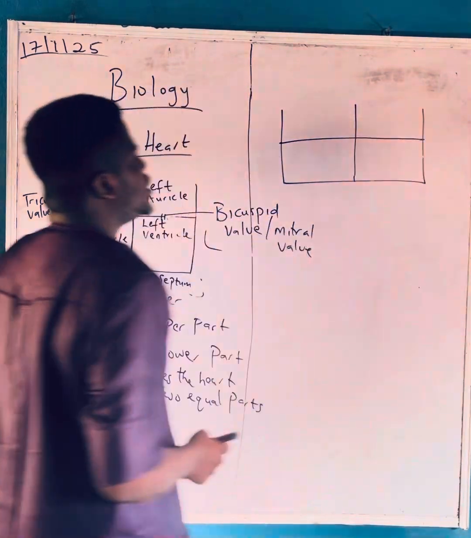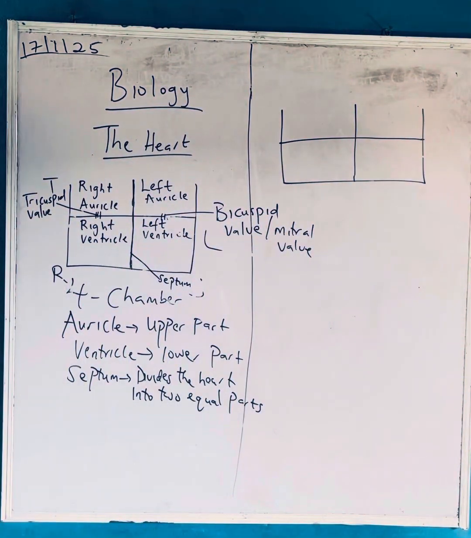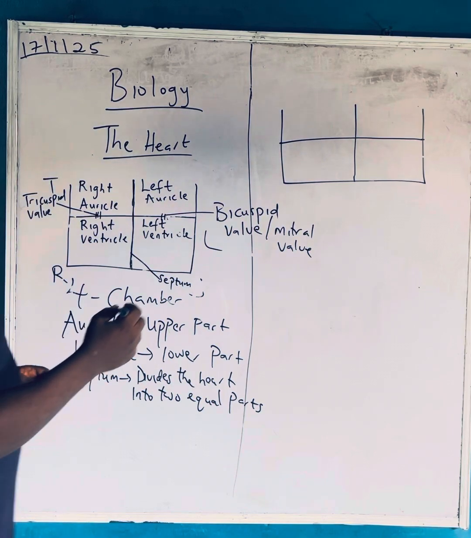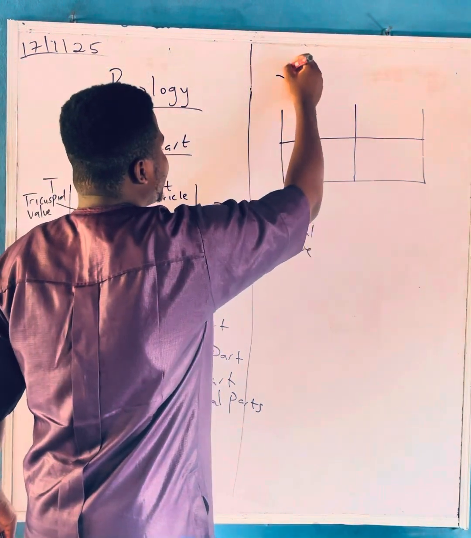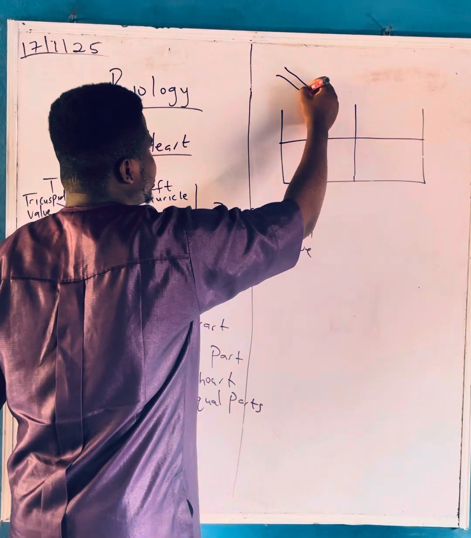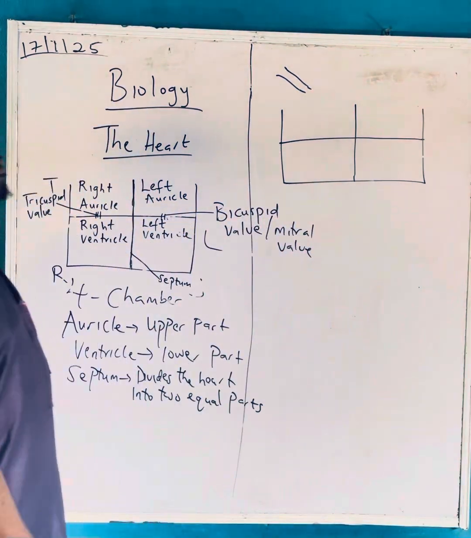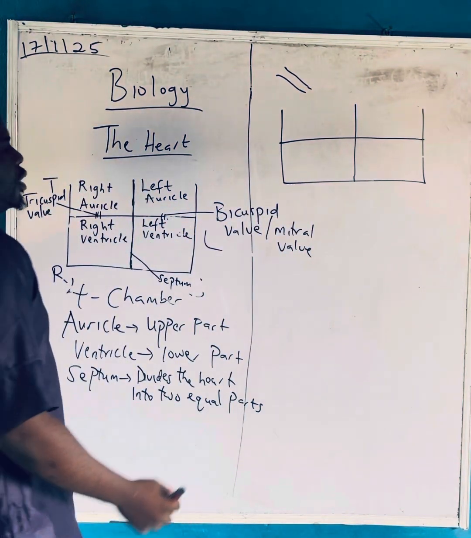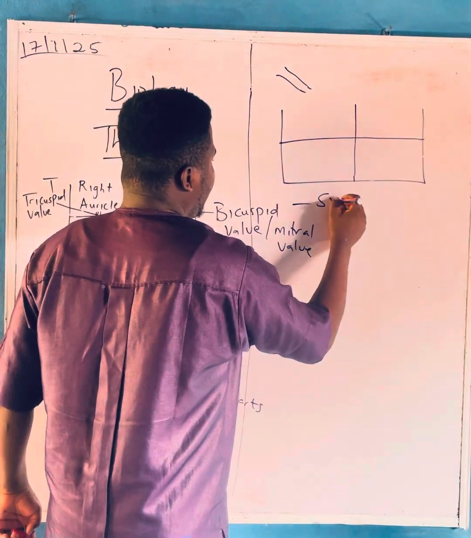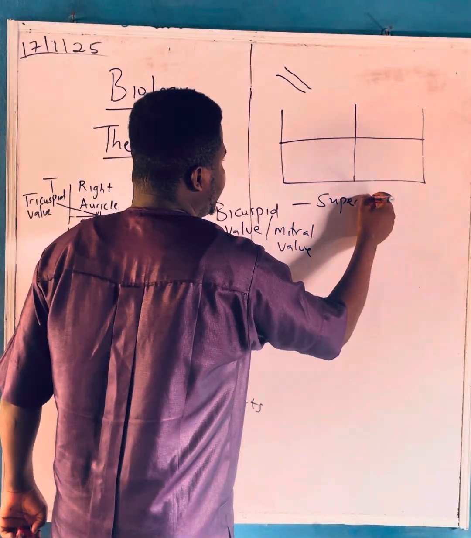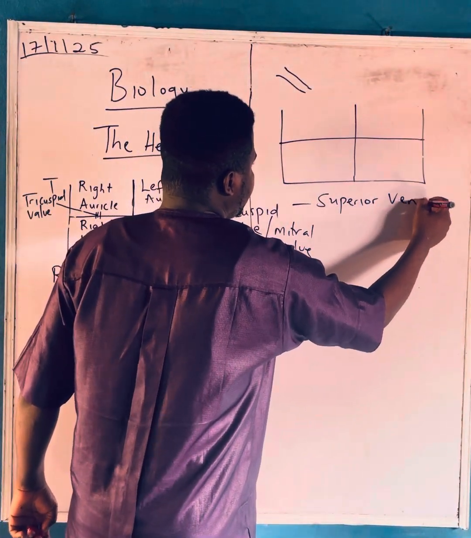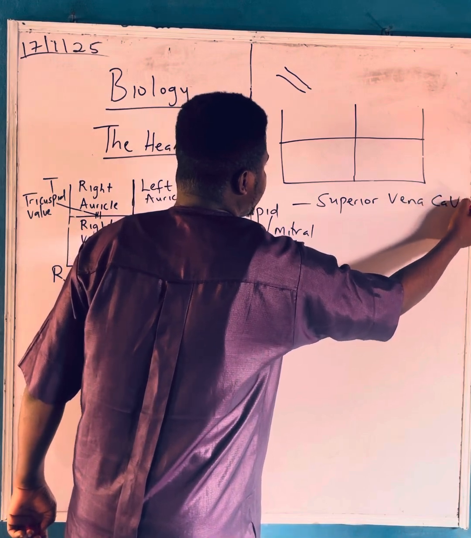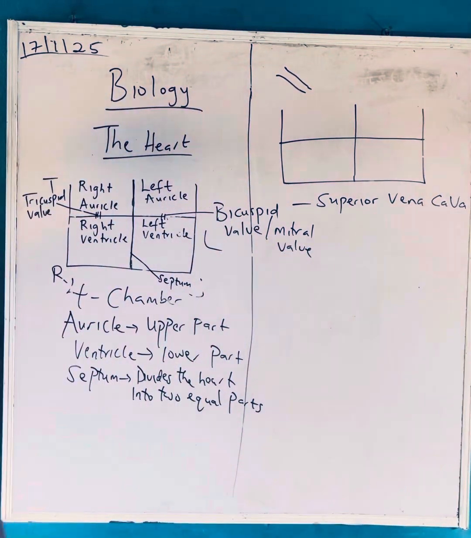Let me redraw this now. The four chambers of the heart. There is a vein that carries the blood to the heart. The name of that vein is called the superior vena cava. This vena cava is the largest vein, the superior vena cava.